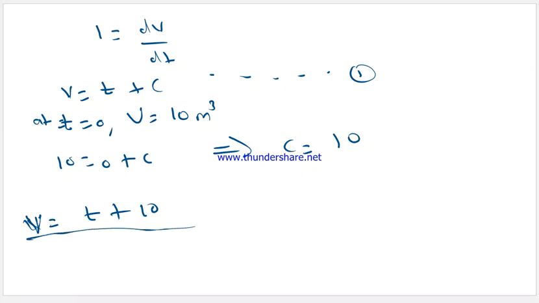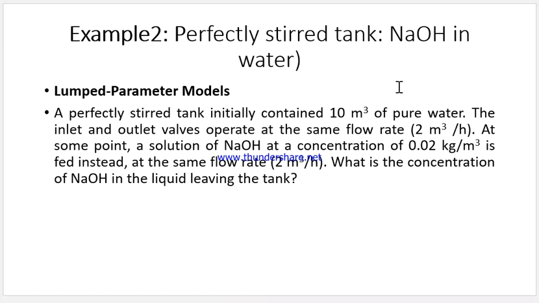So another question of interest is a perfectly stirred tank, where we don't have pure water again now. We have sodium hydroxide dissolved in water. Let's look at it. A perfectly stirred tank initially contained 10 meter cube of pure water. Then the inlet and outlet valves operate at the same flow rate of 2 meter cube per hour. At some point, a solution of sodium hydroxide at the concentration of 0.02 is fed instead at the same flow rate. What is the concentration of sodium hydroxide in the liquid leaving the tank?